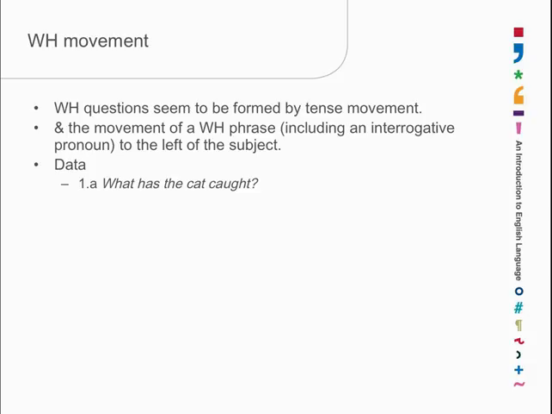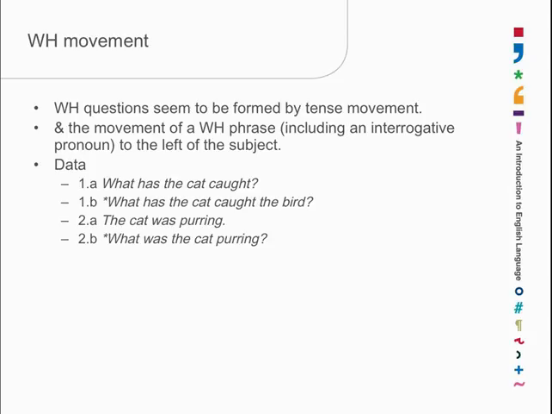Let's just prove that. The cat caught the bird. That's fine. Now caught has an object, but in fact it has two objects, because what is also the object, and of course that's ungrammatical. Purring doesn't allow an object. Cats just purr, they don't purr anything. So if we put an object in the form of a WH word out the front, then that's horribly ungrammatical.